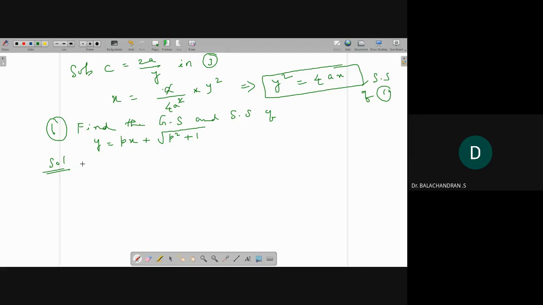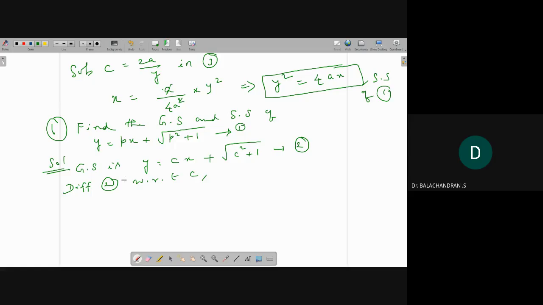So the general solution is what? First you should write, this is a Clairaut equation because this is y is equal to Px plus function of P. General solution is y is equal to Cx plus root of C square plus 1. This is equation 1. This is equation 2. Now differentiate equation 2 with respect to C.